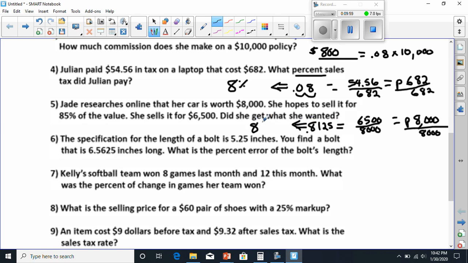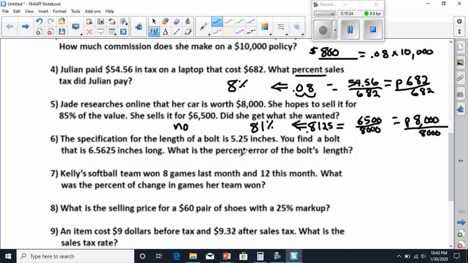Now, the question was, did she get what she wanted? Well, she wanted 85% of the value, so she did not get what she wants. The answer is no, she did not. Okay? The specification for the length of a boat is 5.25 inches. You find a boat that is 6.5625 inches long. What is the percent of error?